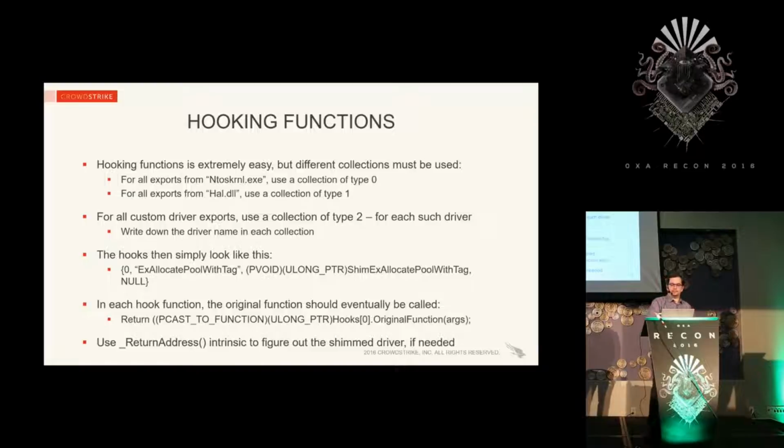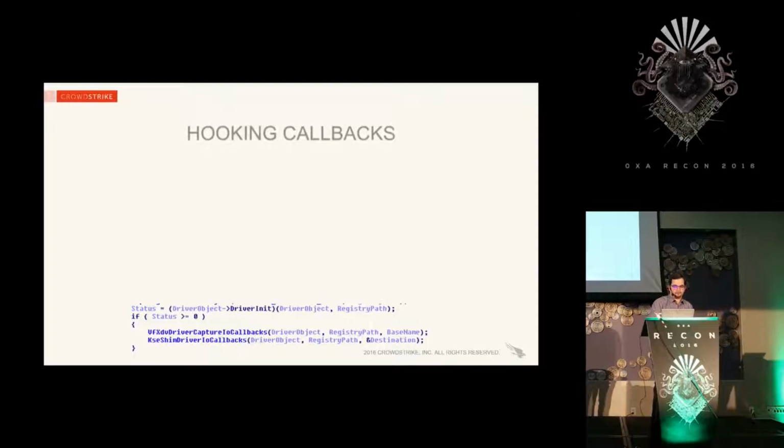Now, one of the things you might want to know inside of your hook is, if I'm hooking multiple drivers of the same shim, what driver is actually calling ExAllocatePool? So there's no built-in way of knowing that, but you've got an intrinsic in Visual Studio called _ReturnAddress, and that'll give you the return address of whoever called you. That way you can tell what driver is actually calling ExAllocatePool. So if you want to filter on certain drivers only, you can do that. Obviously, if you're only shimming one driver, then you don't need to worry about that.